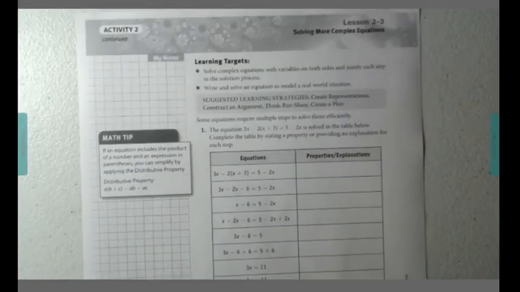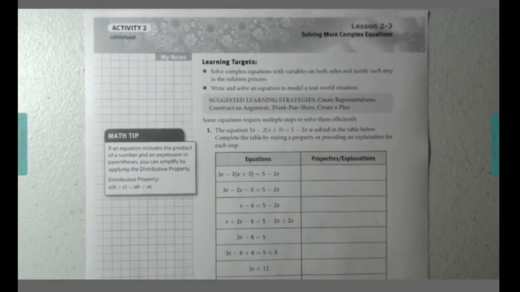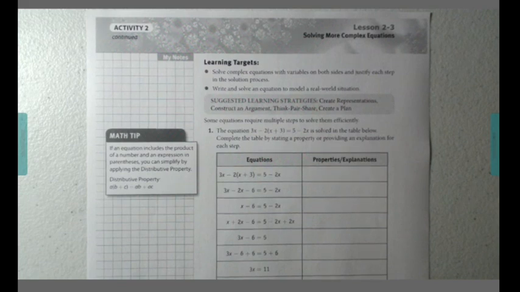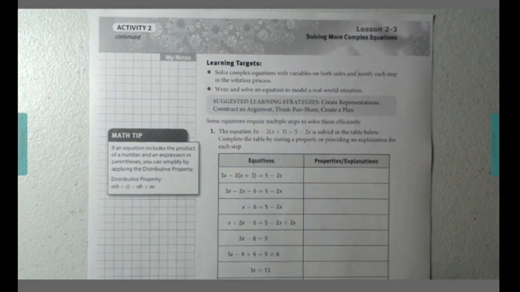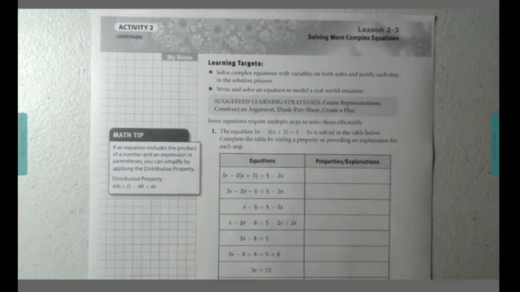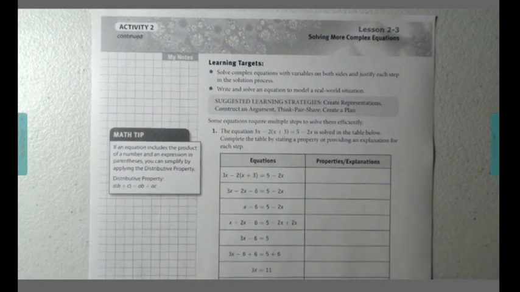All right, here in lesson 2-3, we're going to be talking about solving more complex equations. Our learning targets say solve complex equations with variables on both sides and justify each step in the solution process, something we've done for the past couple of lessons. Now it says write and solve an equation to model a real world situation. Again, something we've worked on the last few days. So let's take a look.